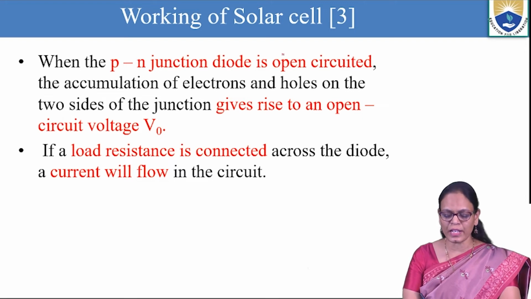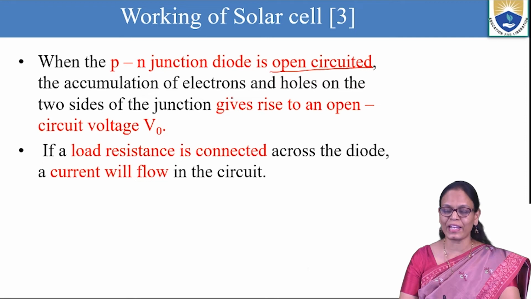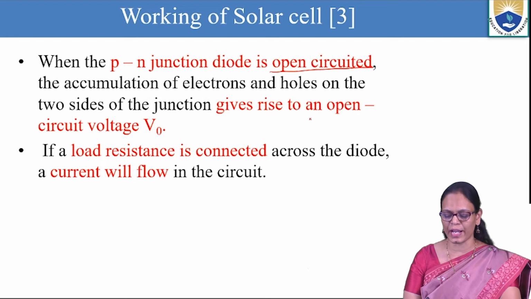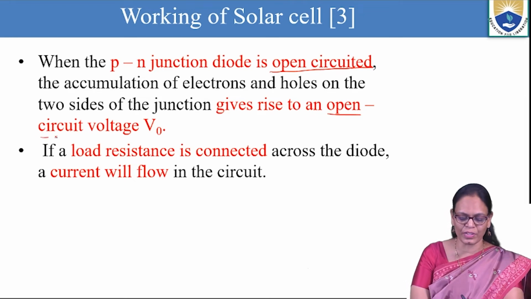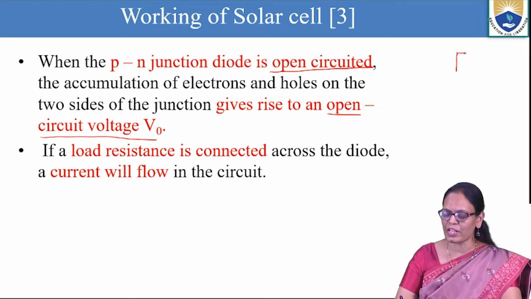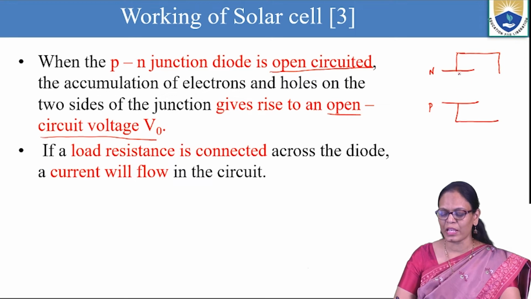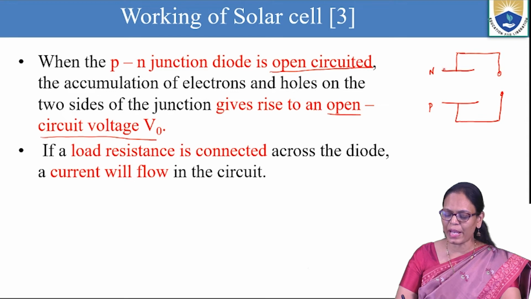And when the PN junction is open circuited, accumulation of electrons and holes on the two sides of the junction gives rise to an open circuit voltage. So when it is open circuit, we have the generation of charge carriers. Now this is the N-type layer, I can say, and this is the P-type layer at the bottom, and there is separation of the charge carriers, and this is open. So there will be accumulation of charge carriers like this.